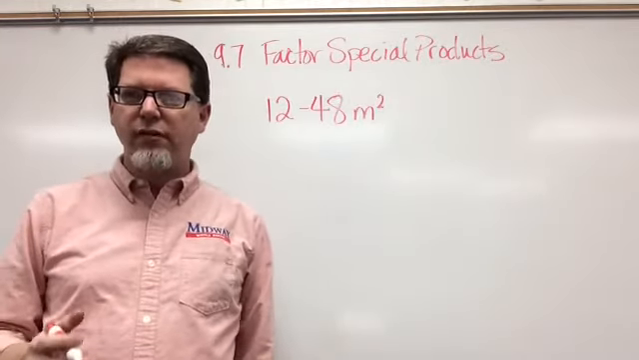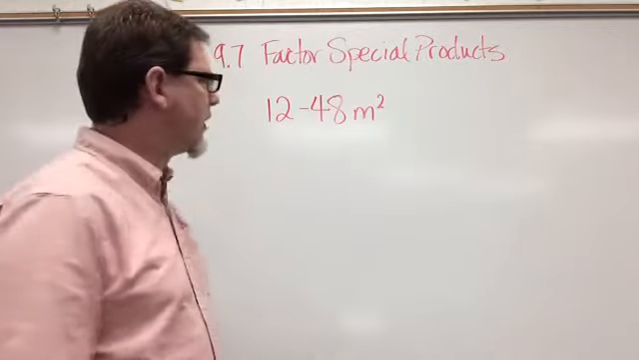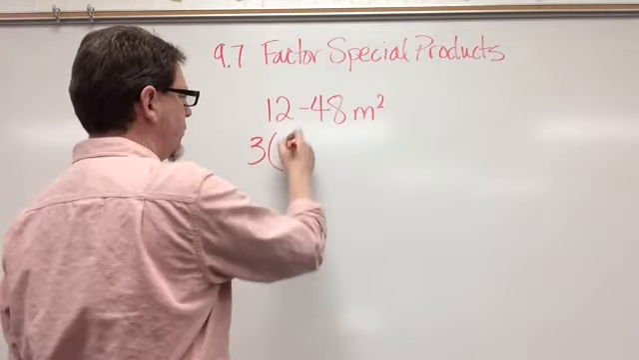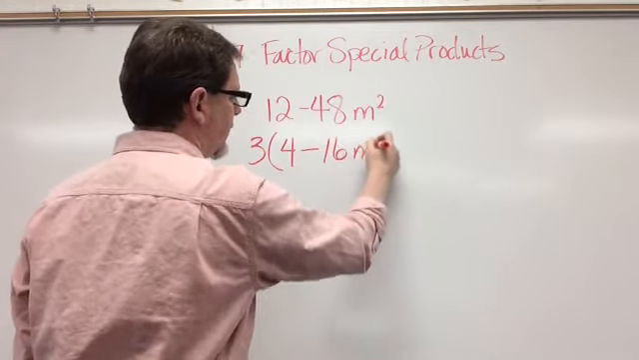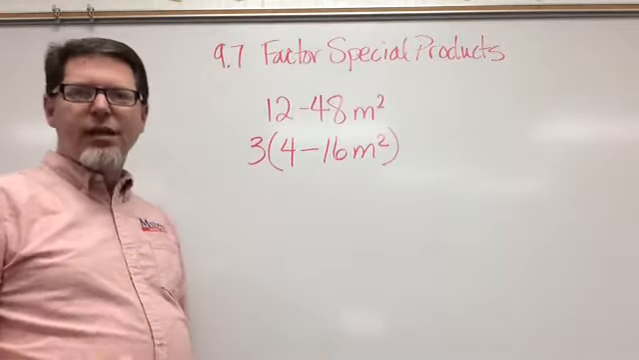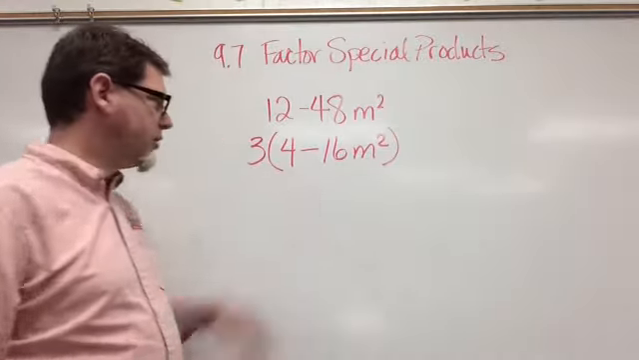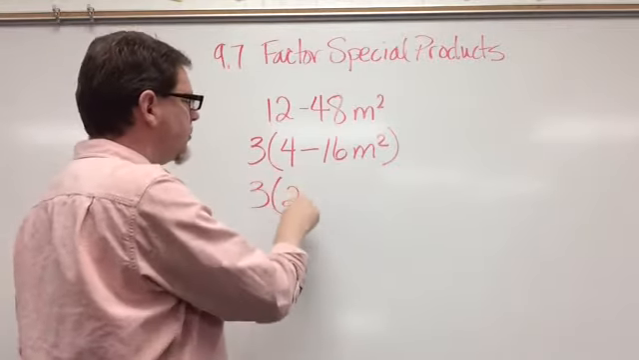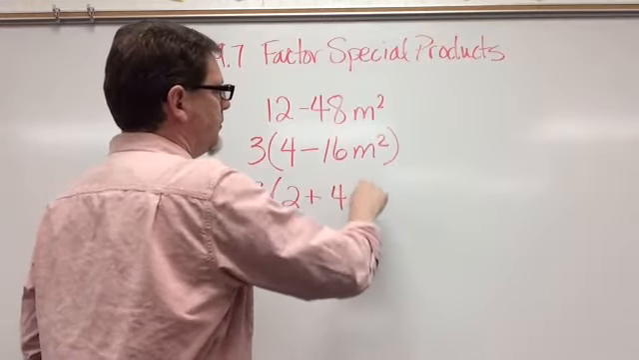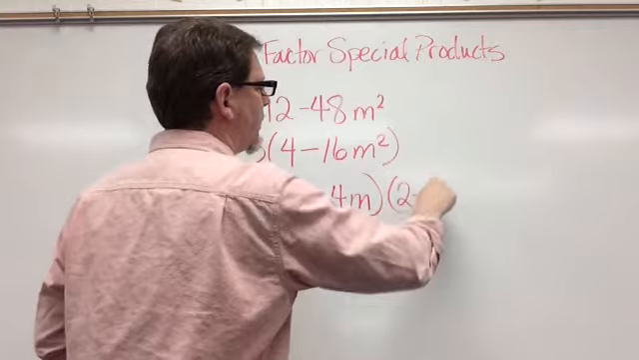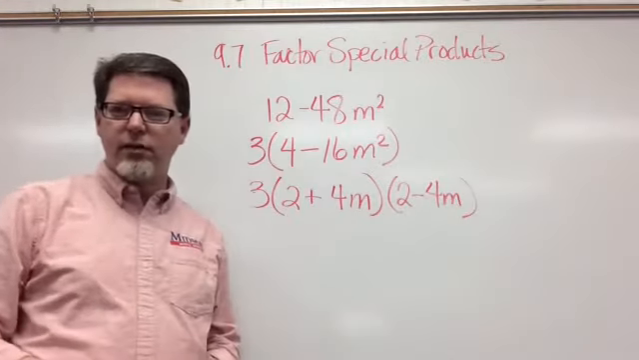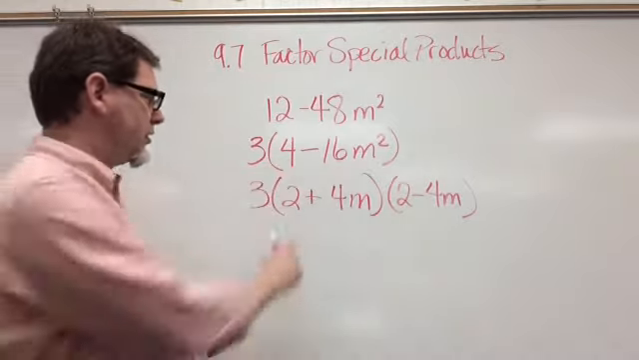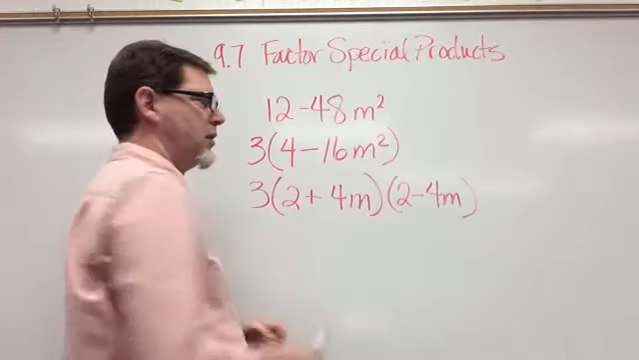Sometimes with the difference of squares, you have to factor out a greatest common factor first. My greatest common factor between 12 and negative 48 would be 3. So 3 times the quantity 4 minus 16m squared. Now I have 4 minus 16m squared, which actually is a difference of squares. So I bring the 3 down. The square root of 4 is 2, so 2 plus 4m times the quantity 2 minus 4m, and now I'm done. I don't have to do anything else. I factored my difference of squares to 2 plus 4m times the quantity 2 minus 4m.